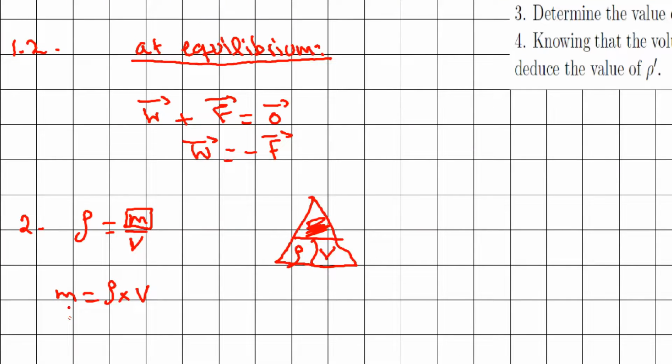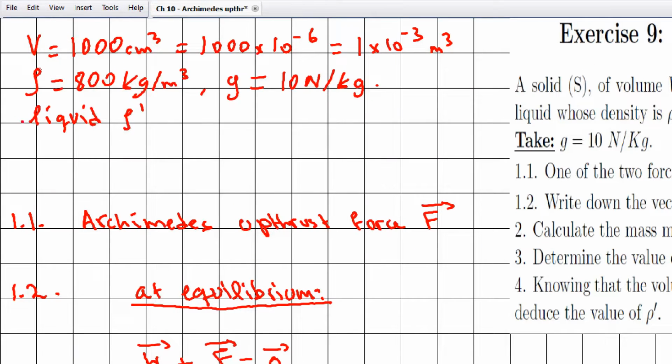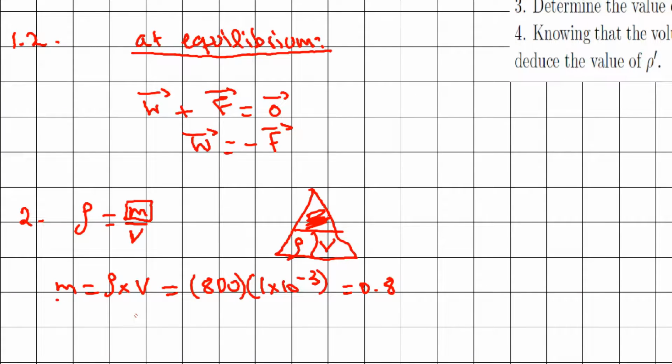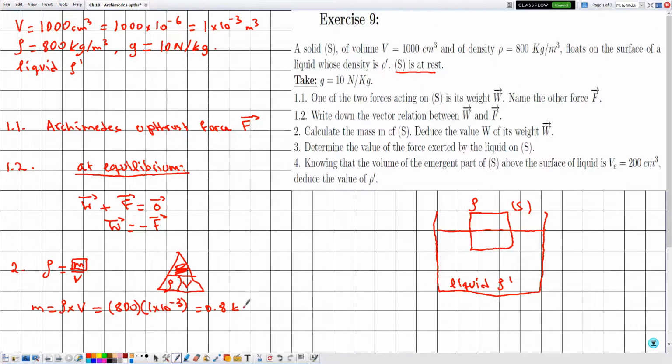So here, because we are calculating the mass of the solid, we must use the density of the solid and the volume of the solid. The density of the solid is given by this in the SI, and its volume is given by 1 times 10 to the power minus 3. Plugging this on the calculator, the mass will be given by 0.8. Since everything is in the SI, the value of M will be in the SI, which is kilograms. So the mass is given by 0.8 kilograms.